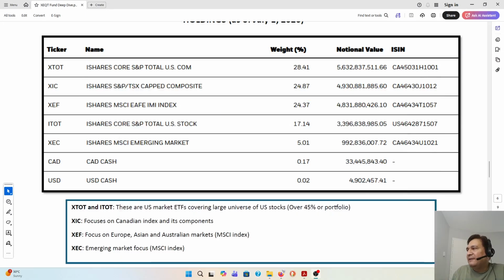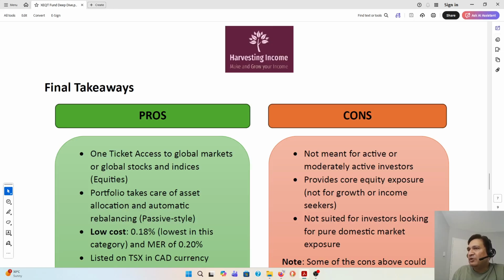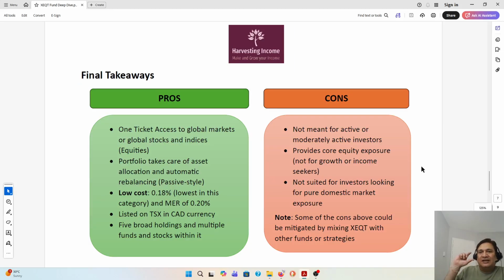Okay, going back to the slide, let's look at the pros and cons. You are using a one-ticket solution to access the US, Canada, Europe, and other parts of Asia plus emerging markets in one piece, one solution. That's the convenience that you have, one major pro. The second part is that the portfolio takes care of the asset allocation between different countries, regions, or markets. You passively invest in one fund, and the fund manager takes care of balancing, rebalancing, and automatically adjusting it. That's the advantage, saving you time and effort.